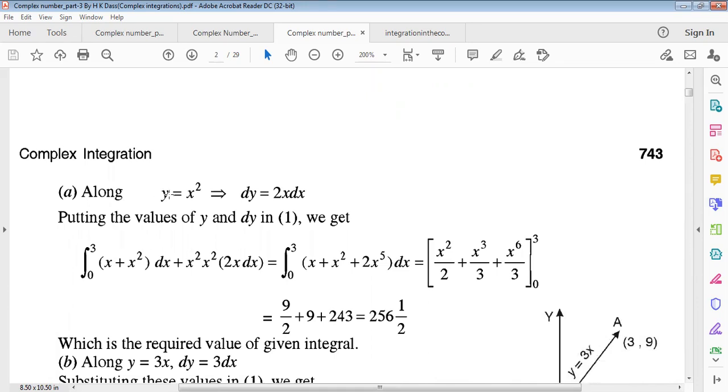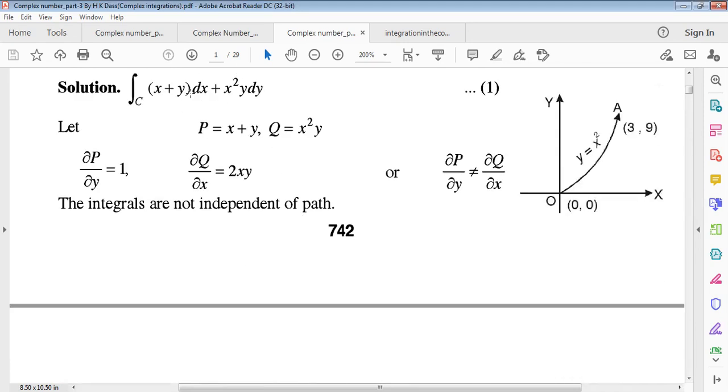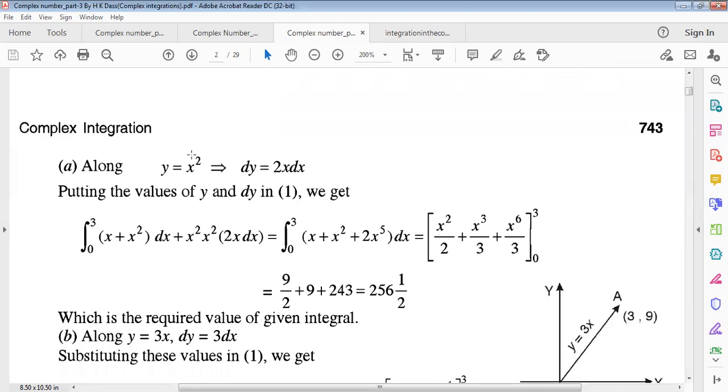So for the curve y equals x square, differentiating, dy equals twice x dx. Now putting the values of y and dy in equation 1: we put y equals x square and dy equals twice x dx. So we get a simple integration. The integral of x is x square by 2, and x square gives x cube by 3, and 2x to the power 5, what is the formula for x to the power 5?